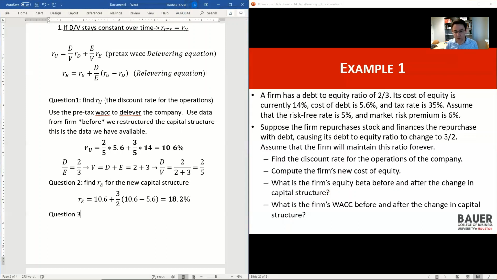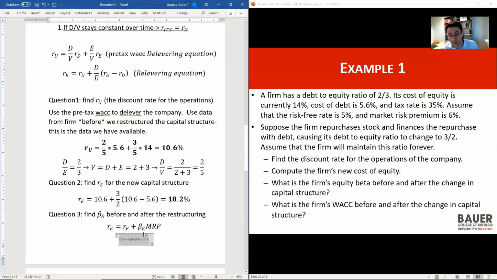So let's move on to question 3. Find the equity beta before and after the restructuring. Well, we know if we're talking about betas, then we're talking about CAPM. So we know that we're going to be working with this CAPM equation.